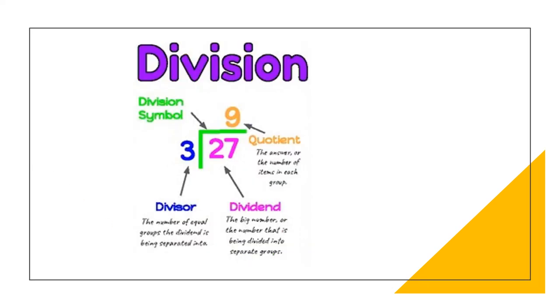Let's quickly revise our 3 key terms from today. So we have the dividend. Now that's the total number. That's always going to be the biggest number because that's the number that you are starting with. So that is the total amount that you're going to divide into separate groups. Then we have the divisor. Well, how many groups are we going to share it between? And then we have the quotient. And that's actually the answer. That's the number of items that you're going to have in each group. So we have dividend, divisor, quotient.